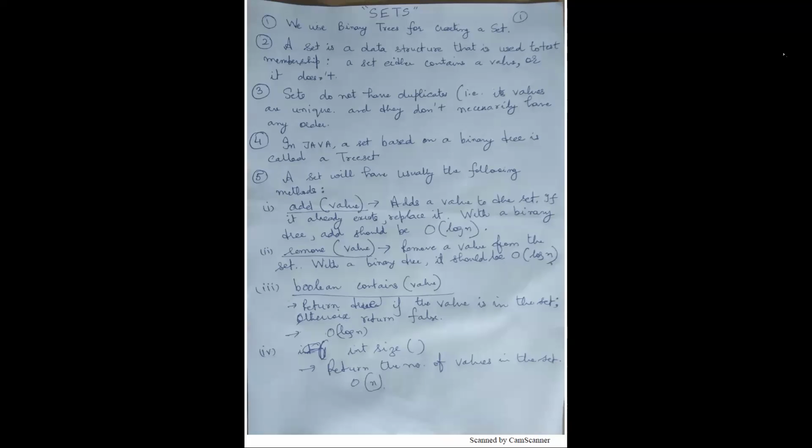Now, the first point is that we use binary trees for creating a set. A set is a data structure that is used to test membership, meaning a set contains certain values. When you check whether a particular value is present, if it is, then the value is a member of that set. If it is not present, it is not a member. Set will contain certain values, and you can check whether the value is present there or not.